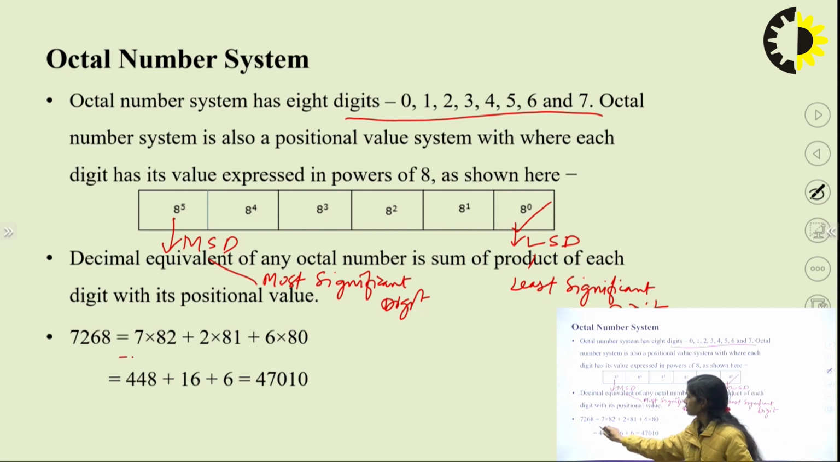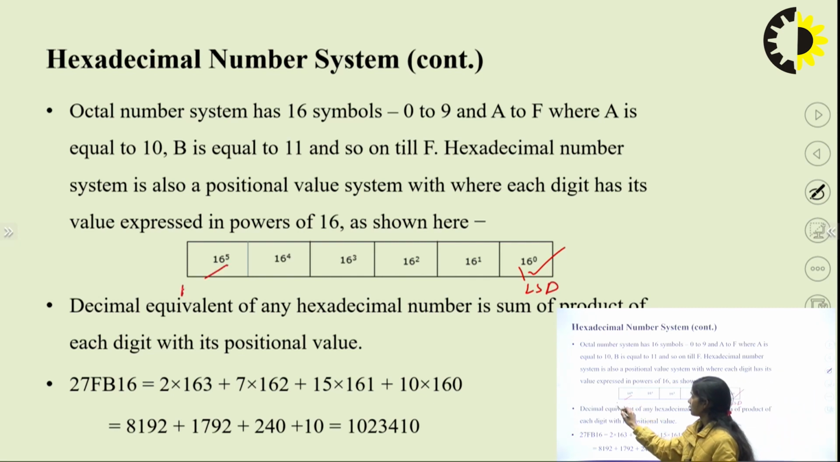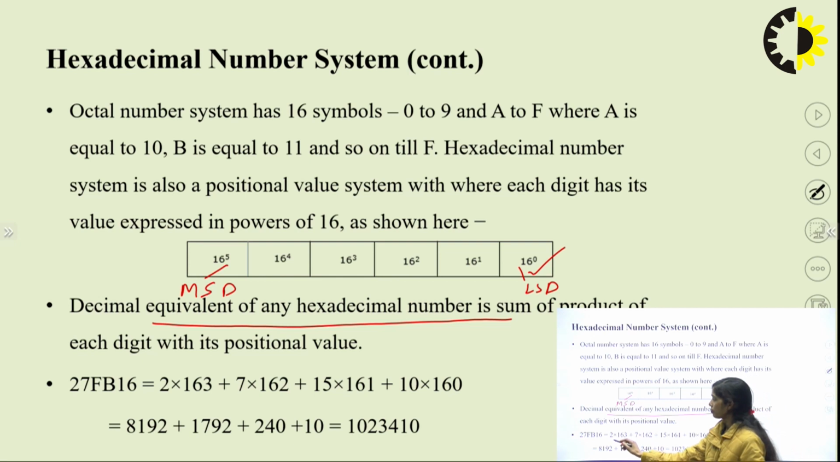So this can be represented like this in octal number system. Now next is hexadecimal number system. In this the values are taken from 0 to 9 as numeric values, and from A to F as alphabetical values. So it can again be taken in the positional weightage multiplication form, that is 16 to the power 0 is the LSD, the least significant digit, and this is the MSD, the most significant digit.